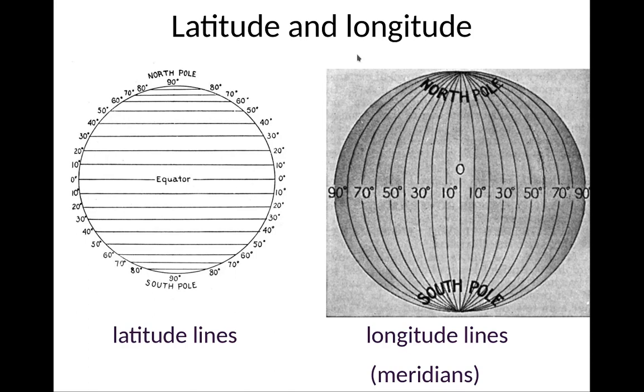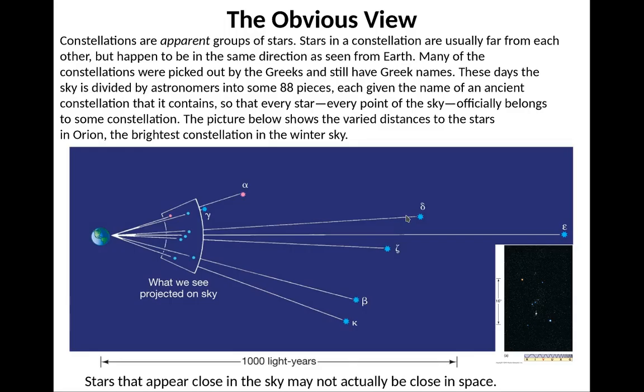Latitude lines go from the equator, which is at 0 degrees, all the way up to the North Pole, which is 90 degrees, and down to the South Pole, which is basically 90 degrees south. And longitude goes around essentially 360 degrees. All right, so that's basically how you can find yourself on planet Earth. Now let's try to figure out how we can do this for the night sky.